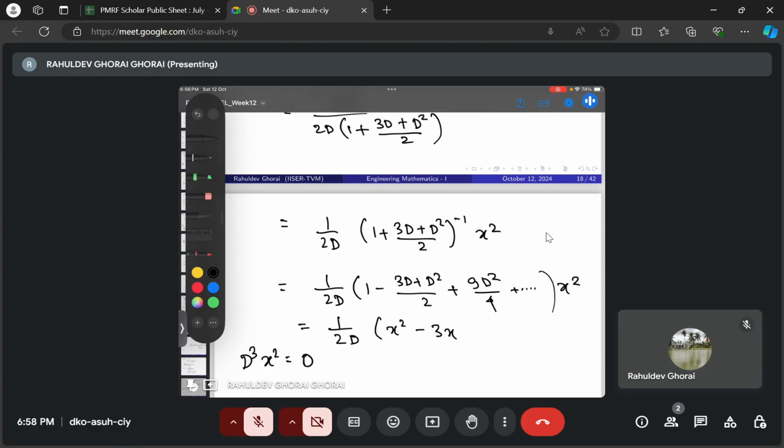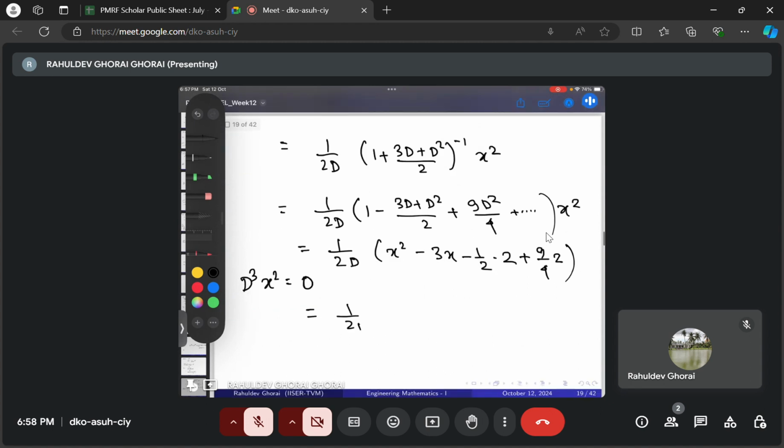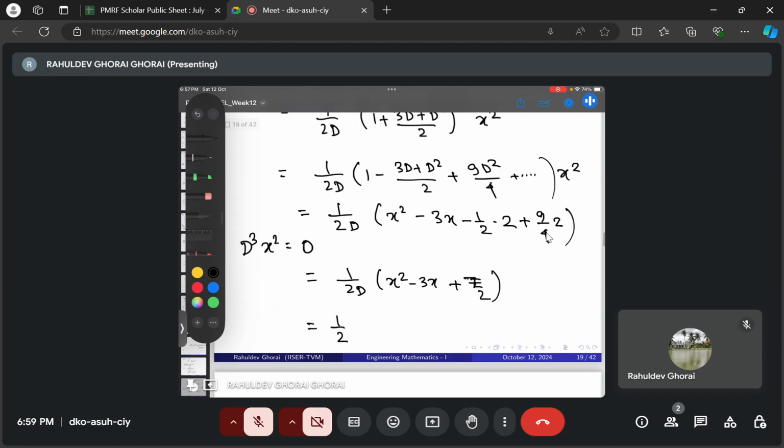So minus D square by 2 is minus half times D square of x square, so that will be 2 only, right? Plus 9 over 4 times D square of x square, that will be 2 again. So what does that give? 1 over 2D x square minus 3x plus 9 over 2 minus 1, that is plus 7 over 2. Right? Again, this is nothing but 1 over 2 times D inverse times x square minus 3x plus 7 over 2.